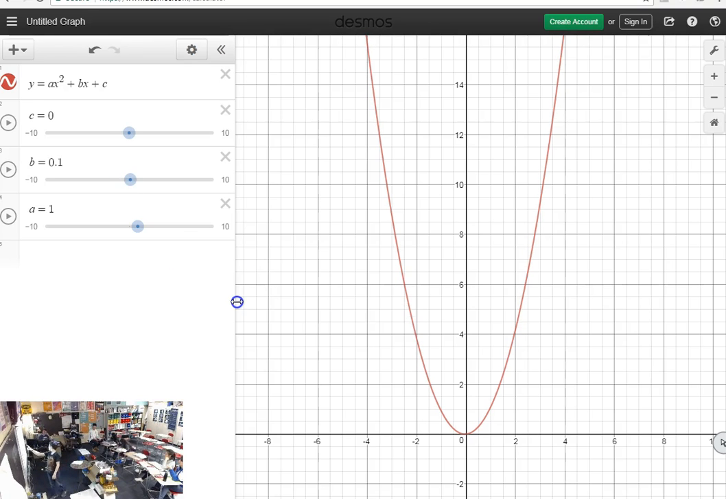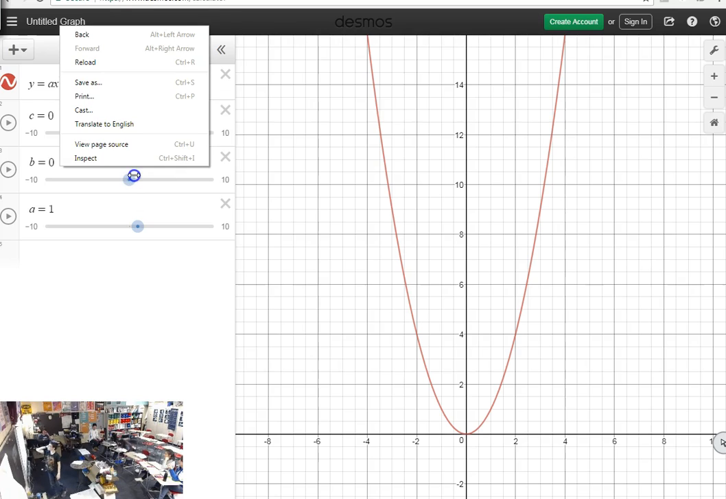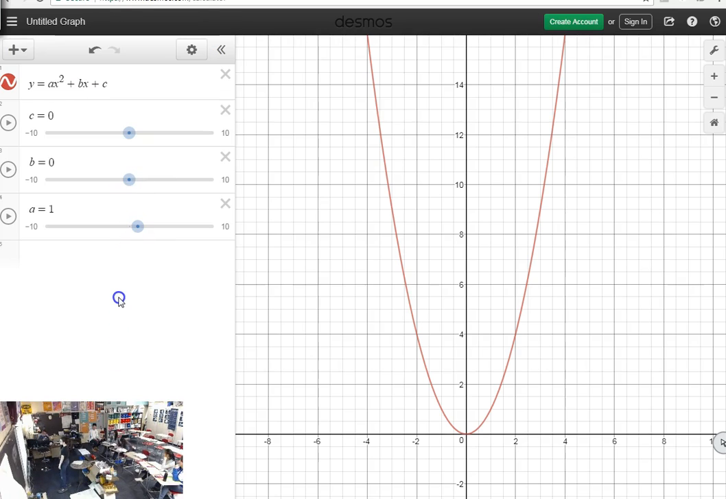It's 0.1 right now. Point oh one. Close enough. Now it's 0. There we go. You just have y equals x squared. Okay, yep. One simple thing.